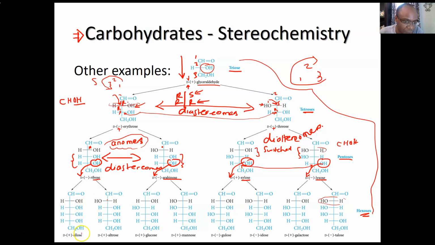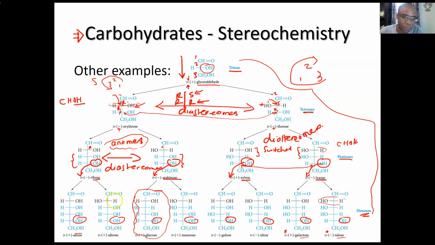That's called allose, is still a D. That's on the right, on the right, on the right. All these are D's because the OH next to the tail is on the right. If they're on the left, it would have been L. But they're D's. So you have allose, altrose, glucose. This is what you guys are very much familiar with. So this is D glucose, this is L glucose, and so forth. There's mannose, gulose, idose, galactose. That's another common one. And then talose.